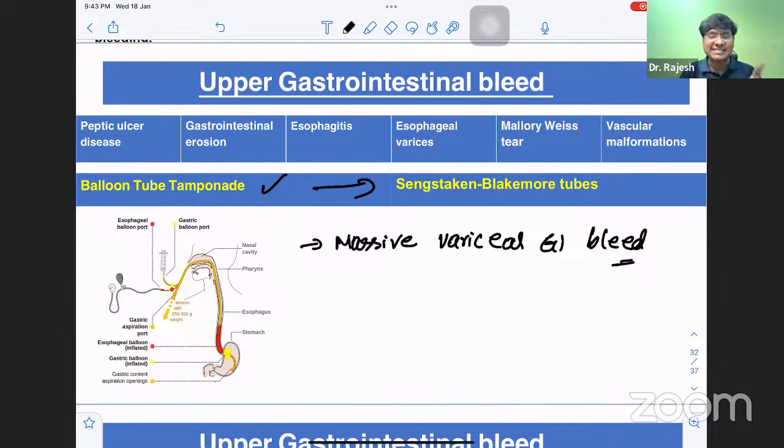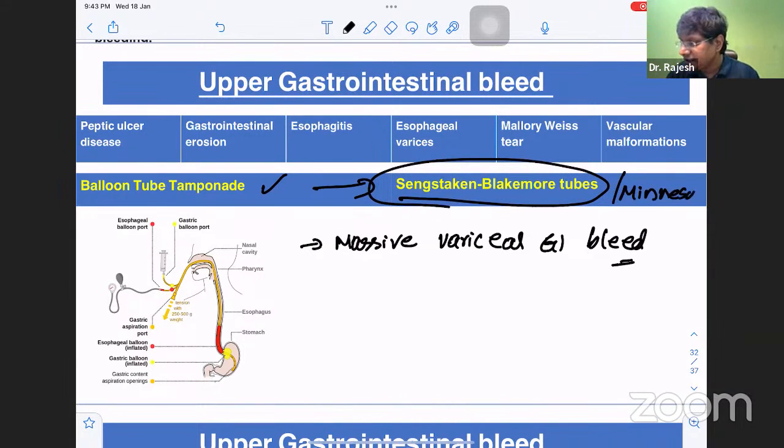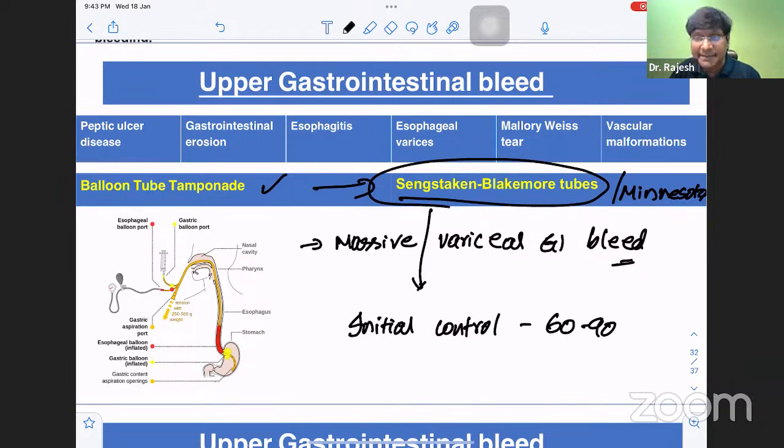in patients with massive variceal gastrointestinal bleed, mechanical tamponade with specially designed nasogastric tubes containing large gastric and esophageal balloons, your Sengstaken-Blakemore tube, which we also call the Minnesota tube. So these are the esophageal balloons. These will provide the initial control in almost 60 to 90% of patients. So this is about the temporary methods.